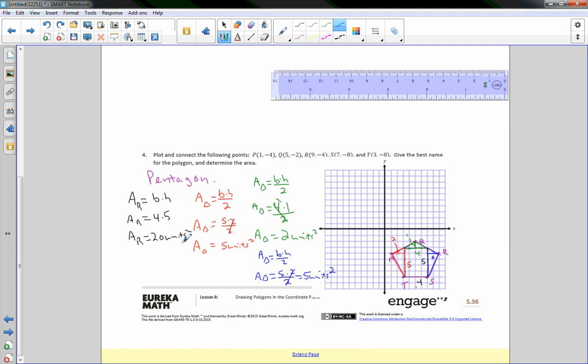So if I want the total area, the area total equals the area of the rectangle plus the area of the red triangle plus the area of the green triangle plus the area of the blue triangle. So it's 20 plus 5 plus 2 plus 5 units squared. So the area total is 32 units squared.